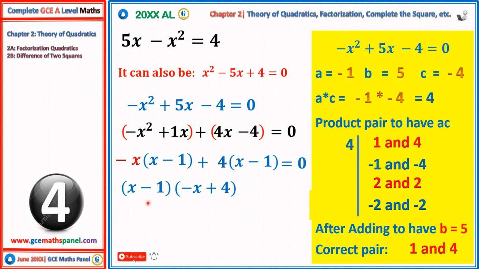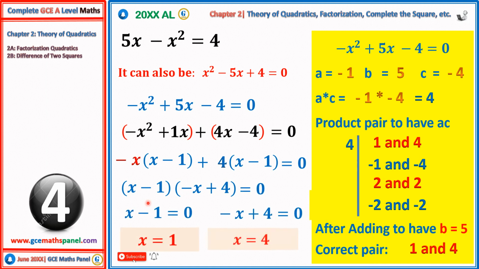So at this point, copy out one of the brackets, and the other one we have minus x plus 4 equals 0. And we simplify, our values will be x equals 1 or x equals 4. When you solve this one, you will have the same thing. So as I've said, the only difference is in their curves. While one slopes upwards, the other one slopes downwards.